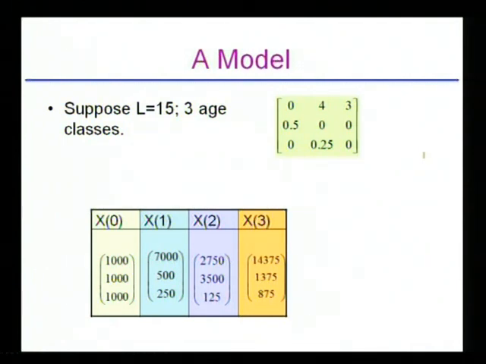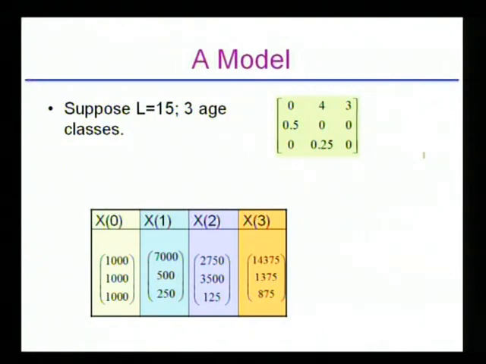Supposing L is 15 and we make it into 3 age groups. So what are the 3 age groups? Age 0 to 5, age 5 to 10 and 10 to 15. And supposing these are the parameters. What are the parameters? A1 is 0, A2 is 4, A3 is 3, B1 is 0.5 and B2 is 0.25. So supposing we start with an initial population, we assume that in each of the 3 age classes there are 1000 people. So what happens?